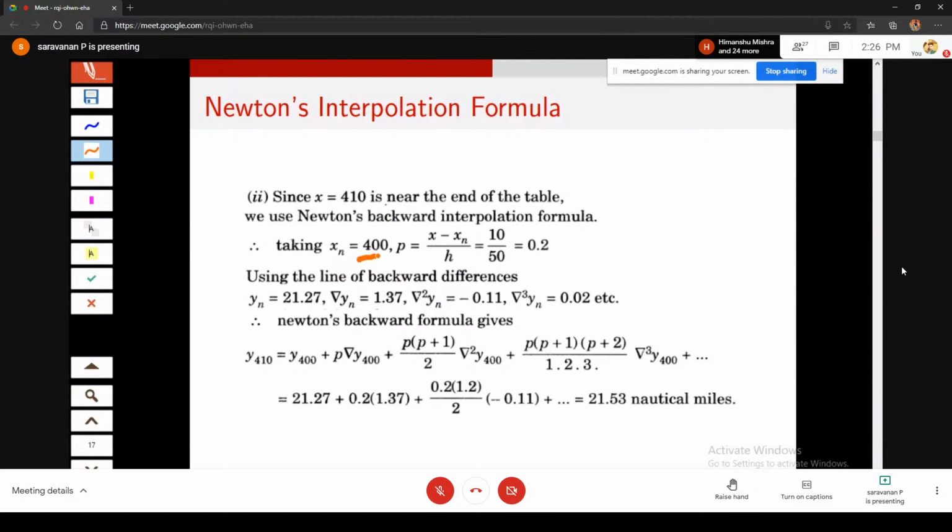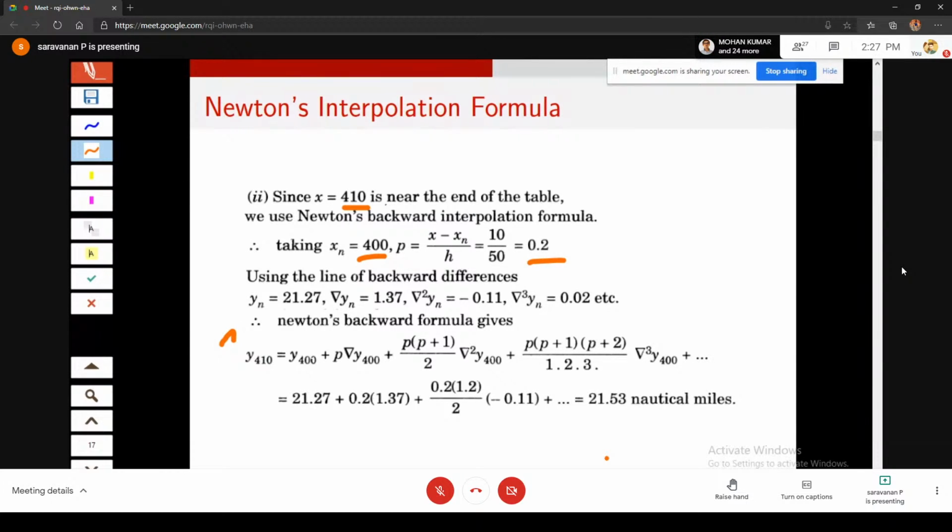Xn is 400. We have chosen the point at which you want to compute, that is x, that is 410. So what is p? X minus xn by h. X is 410, xn is 400, h is the interval difference, 50. So you'll get 0.2. Then write the formula, substitute all this and simplify, you will get the value of y at 410.